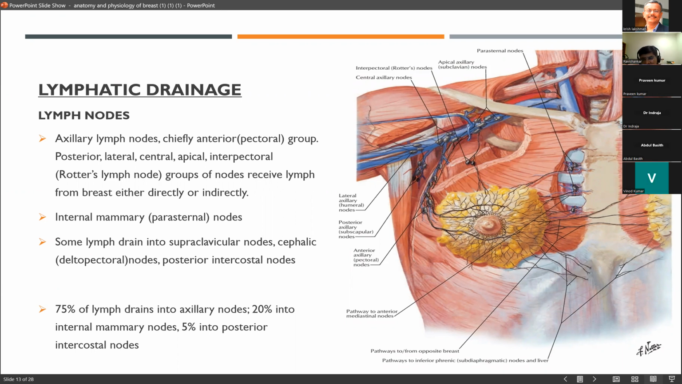Apart from this overlap, is there any other mechanism where you can have this kind of relatively unusual drainage? Praveen? Sir, not exactly, I don't know, sir. All right. Anybody else in the class? Pavan, Abdul, Indraja, Sania? I think you guys should know this.